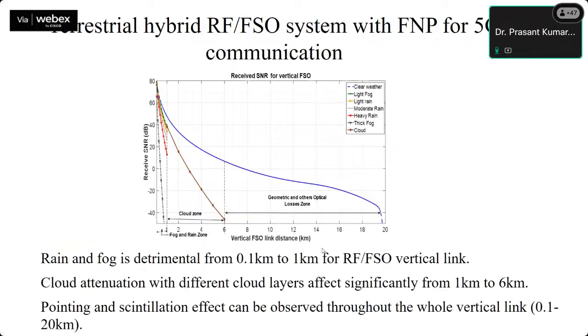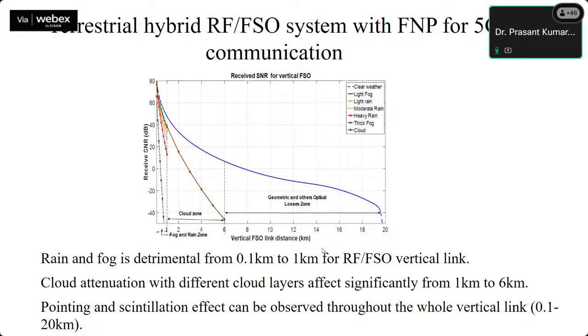And here you can see this terrestrial hybrid RF FSO link for 5G and beyond 5G, what we decided for operating. So the link range can be up to around 6 kilometers for the best link, but the link can work up to 18 to 20 kilometers with a received SNR of minus 40 dB.